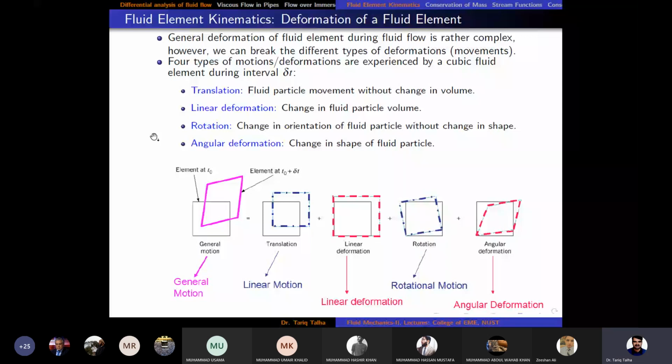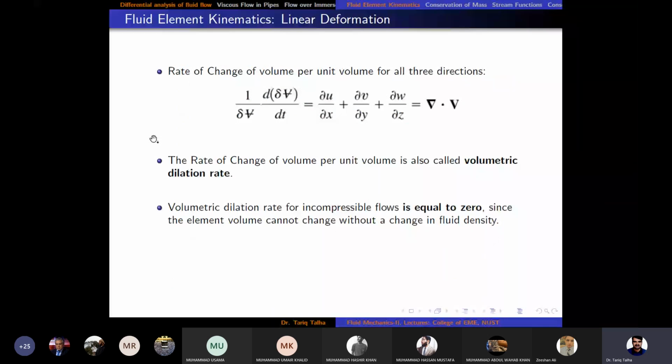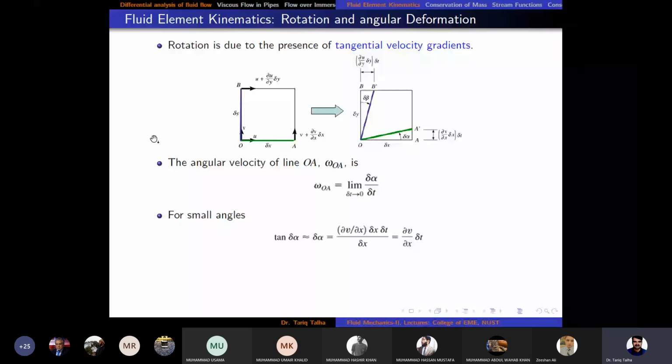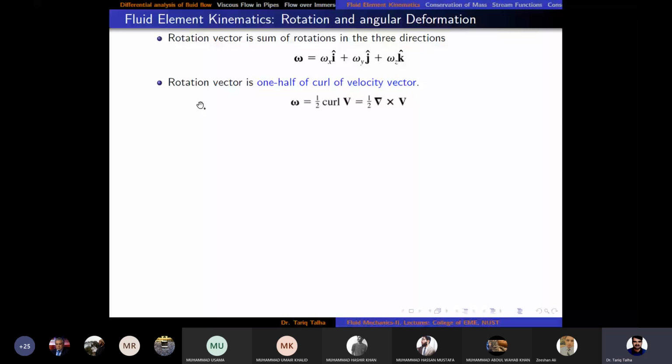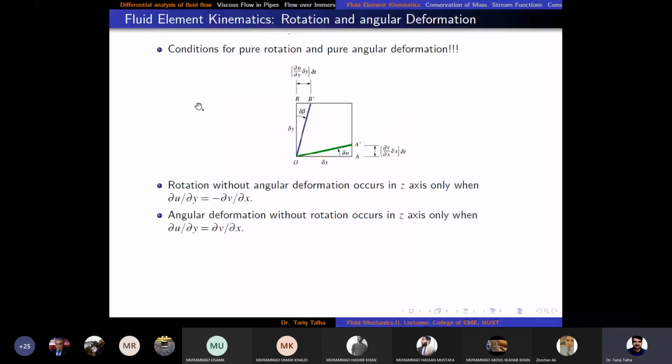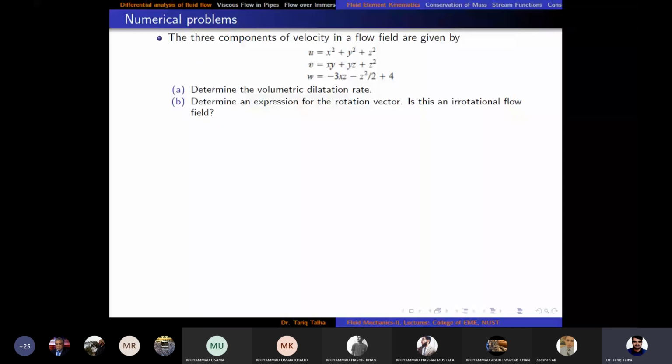Okay, so now we go towards a few numerical problems, to see whether the flow is having some kind of deformation: linear deformation, rotation, or angular deformation. So this is the first problem. Here we have got the 3 components of velocity in a flow field. So u is equal to x square plus y square plus z square. So let me write it.